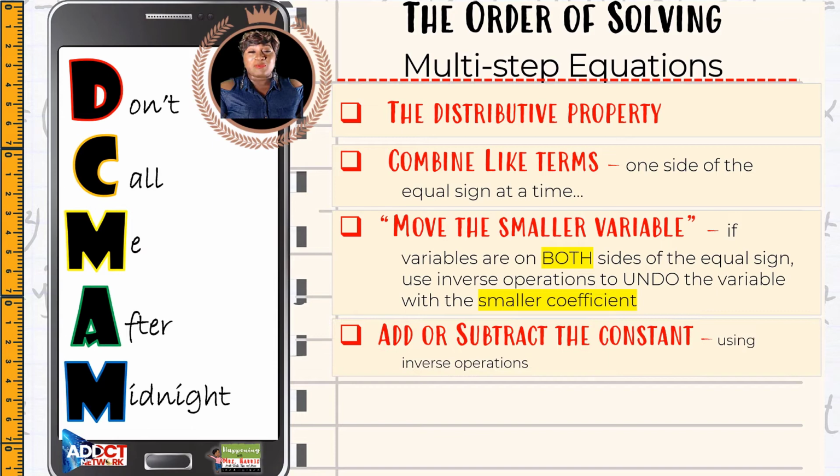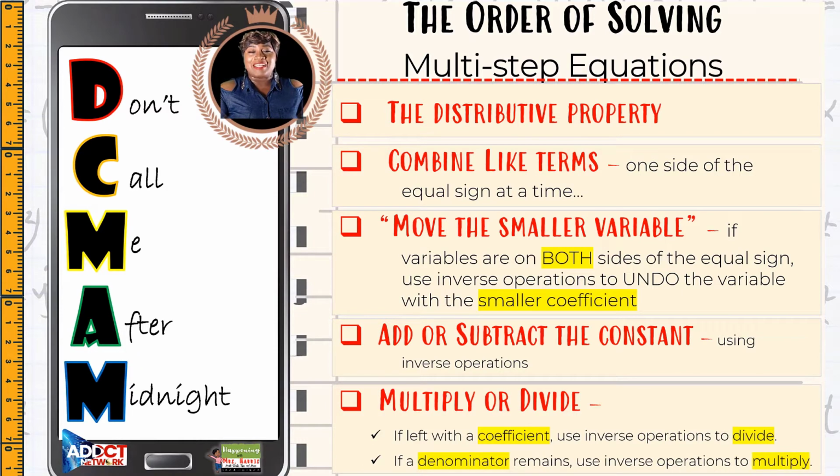A represents add or subtract the constant using inverse operations. And last but not least, M. M represents multiply or divide. If you're left with the coefficient, you will use inverse operations to divide. If you're left with the denominator, then you'll use inverse operations to multiply.